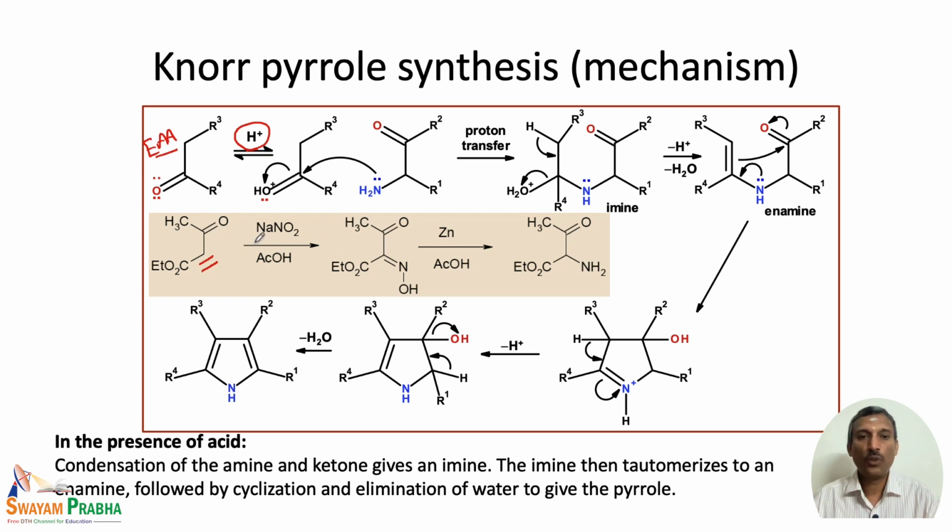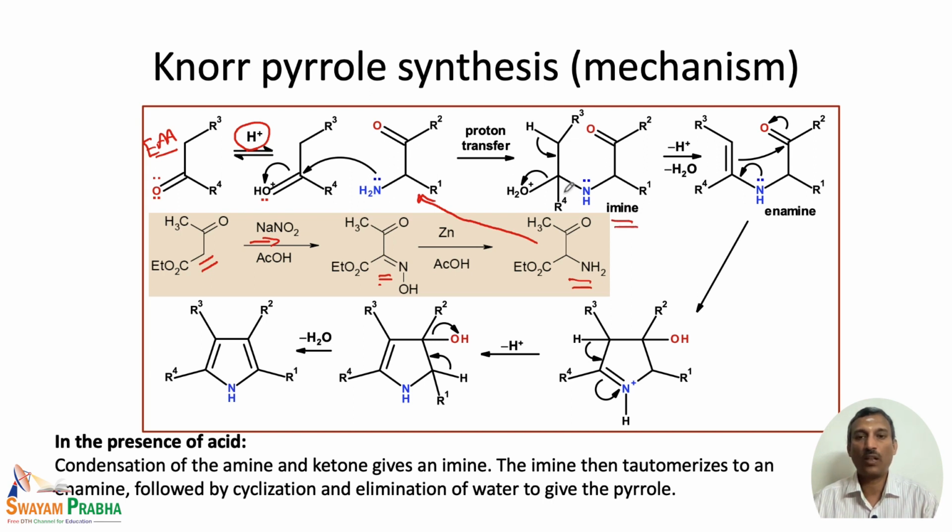So, how the reaction proceeds is, the second unit reacts with sodium nitrite and acetic acid to give this oxime derivative. This oxime derivative undergoes tautomerization to give the nitroso derivative, and this nitroso derivative can be reduced by zinc and acetic acid to give the corresponding amino derivative, and this is the amino derivative that is shown here. So, this amino ketone now attacks the protonated ethyl acetoacetate. So, here the proton transfer takes place, and we end up with the enamine formation.